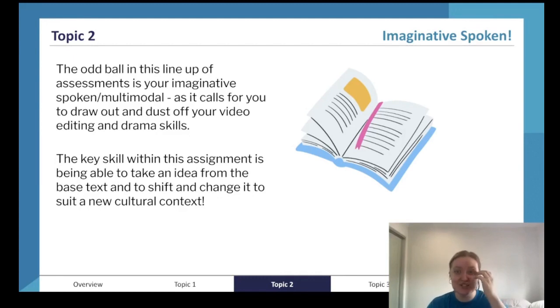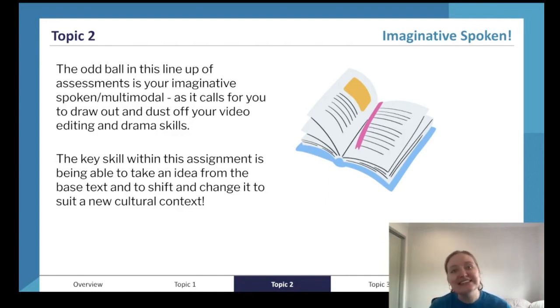Now, this is a really interesting task. It's a bit of an oddball because it requires a bit of drama skills, a bit of video editing skills. These are things that you might not be all too familiar with, or perhaps not even all too comfortable with. But today I'm going to show you some of the most important information you're going to need to make this process as painless as possible. On the other hand, some of you might jump at this chance. This might be the kind of assessment that you love. It's quite different from what you do at school, which can be exciting as well.